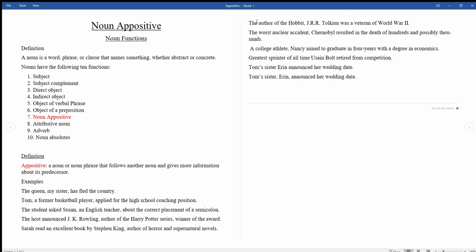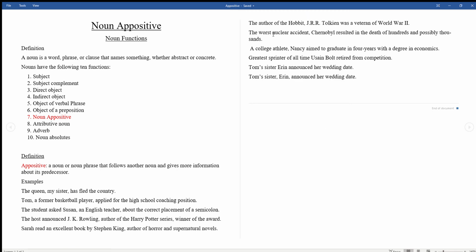So this is an example up here. The author of The Hobbit, J.R.R. Tolkien, was a veteran of World War I. And so in this case, the appositive comes before the noun that it modifies. So the author of The Hobbit is the appositive, and what it modifies is J.R.R. Tolkien. So again, you can move these appositives around. The most common is to have it after, but you can have it before.